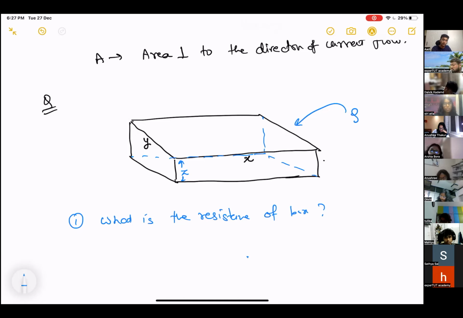So will it be rho L by 2 into XY plus ZX plus ZY, YZ? What is L? Z. Oh, Z. Rho Z by. So doesn't it depend on which case you take? Yes, it depends on which side the current is flowing. So you can't answer what is the resistance of the box because it depends. Okay, so right, it depends.